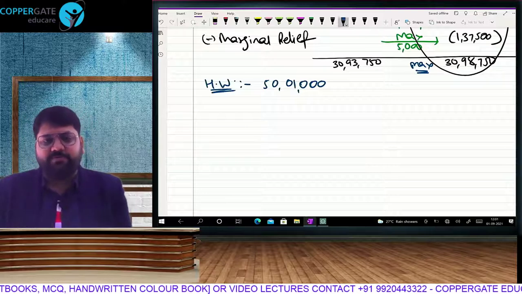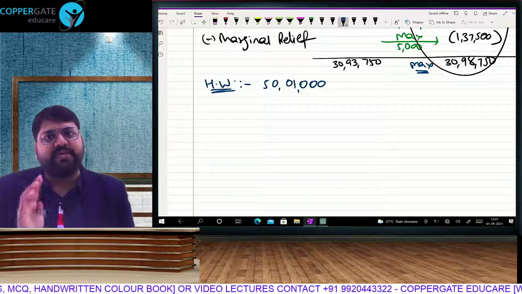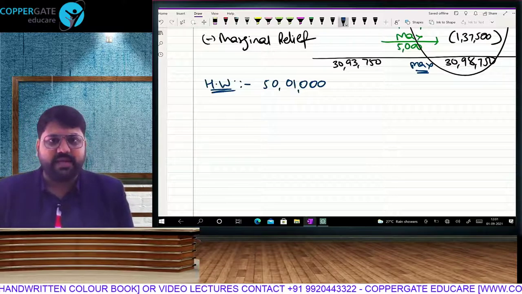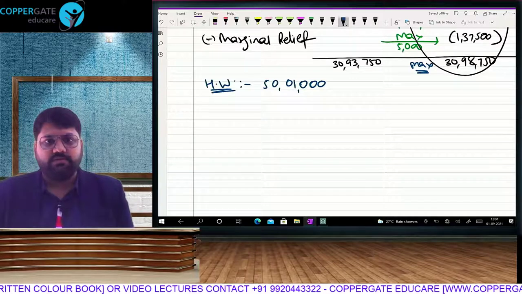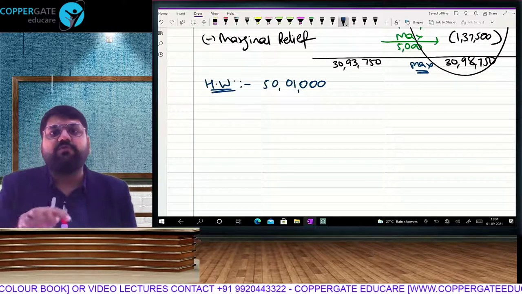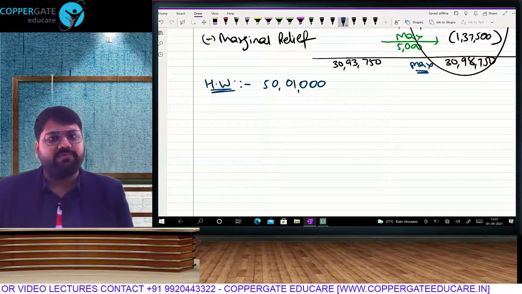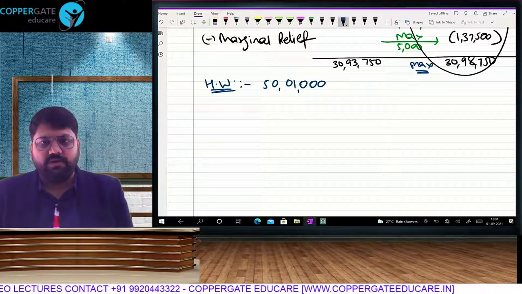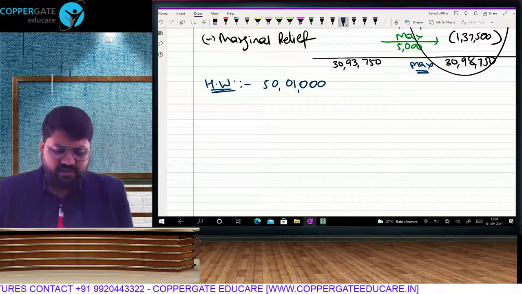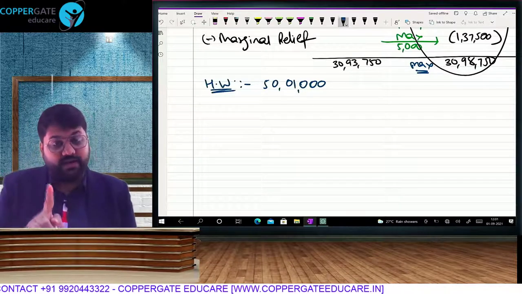Now, for comparison purposes, imagine someone having income of exactly 50 lakh. Still, there will be basic tax, but no surcharge. So, the difference between the two figures cannot be more than 1000. And if it is more than 1000, you remove that much. Understood? Please make sure you do it. It is in your interest.